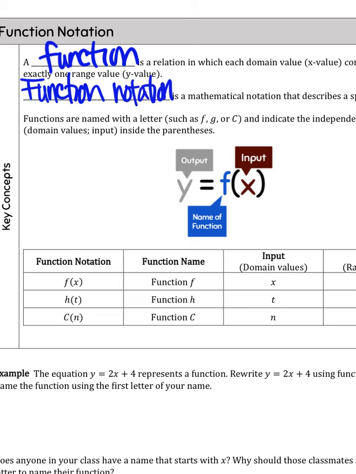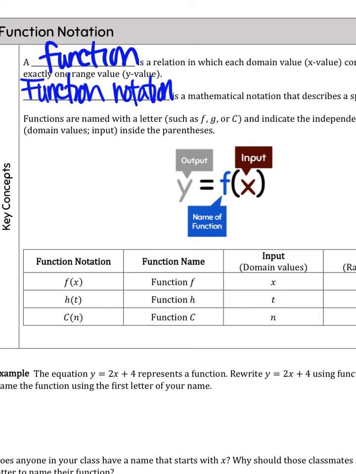So functions are named with a letter. F, G, or C are going to be your most common function letters, and they indicate the independent variable, which is your domain, inside of the parentheses. So when you see it on Desmos, or whenever you're trying to evaluate the information, you're going to put y first, is equal to f, which is just the name of the function, of x.